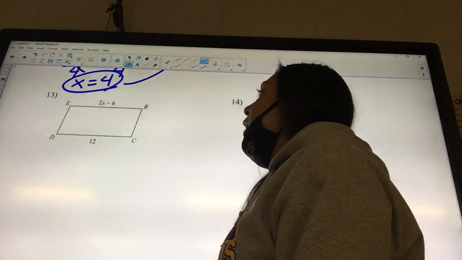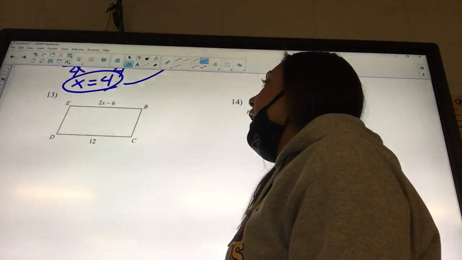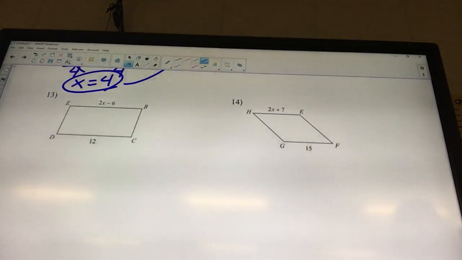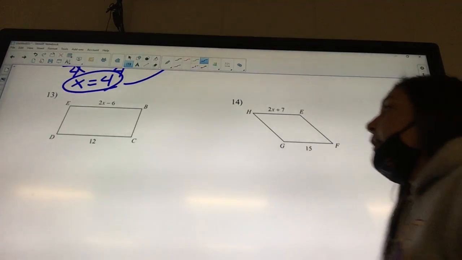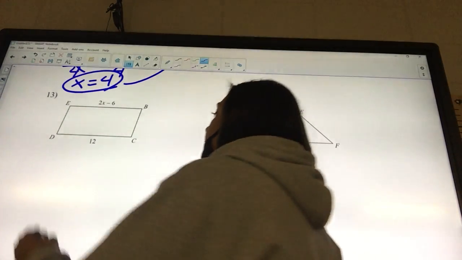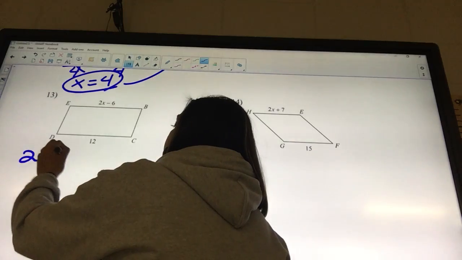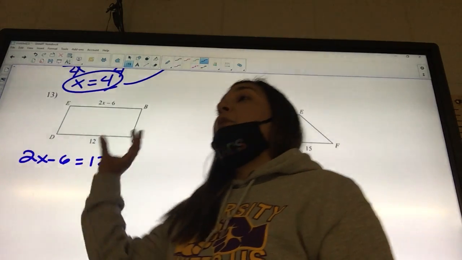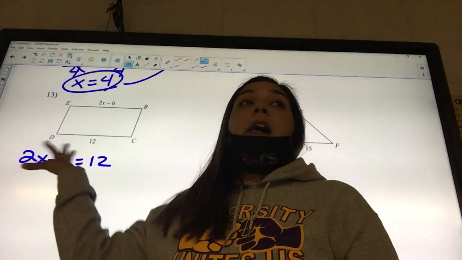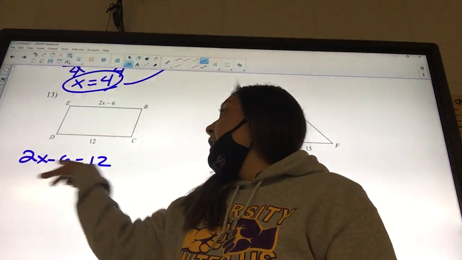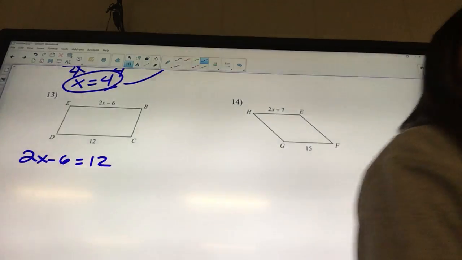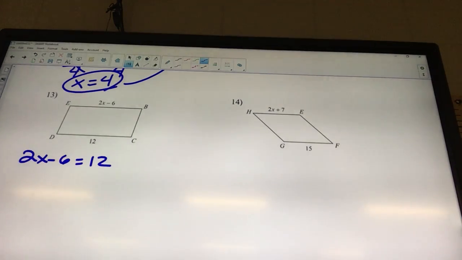Okay, so this one, I got one side is 2x minus 6. The opposite side of it is 12. So how do we set it up? So 2x minus 6 equals 12. Here is the easiest way to do this. If you put the variable already on the left side, it's going to make a lot less work for you, unless they both have variables, then you're going to have to move some stuff around.